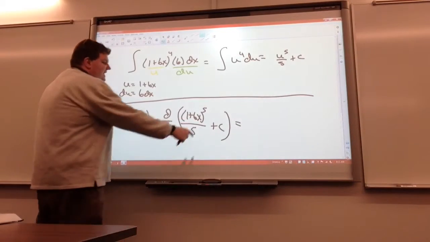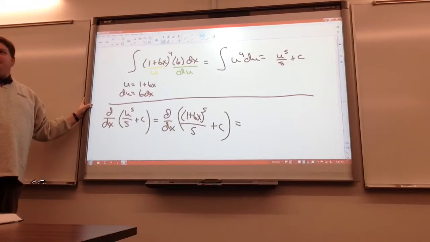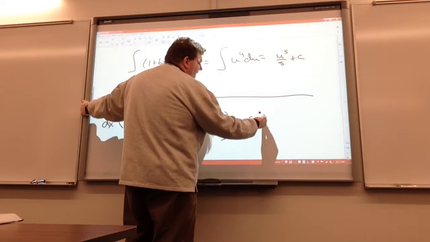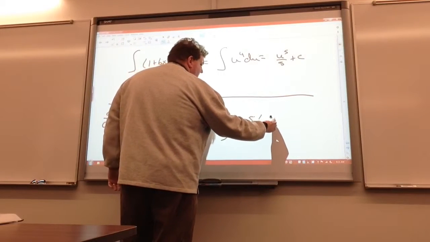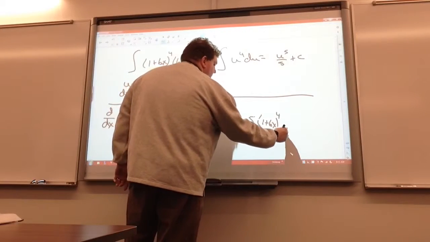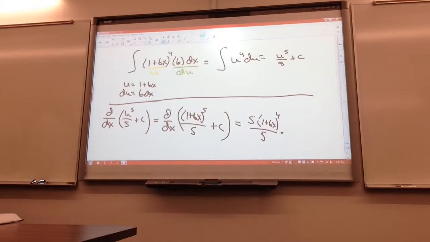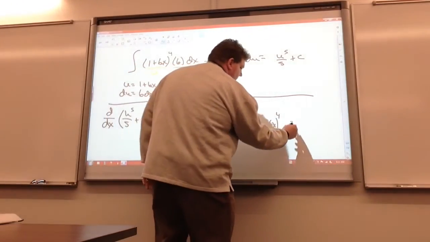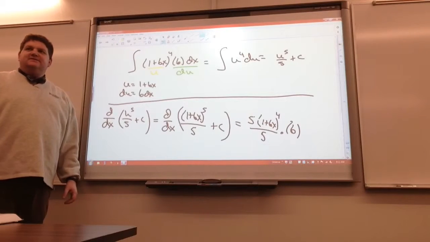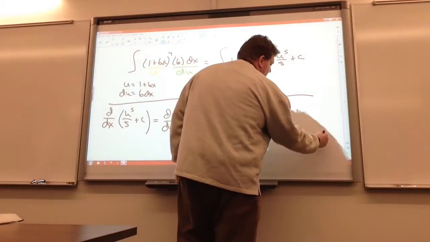The chain rule says, take the derivative of the outside first. So what's the derivative of something to the 5th? 5 something to the 4th, right? So this would become 5. The 1 plus 6x doesn't change. But then we multiply by the derivative of the inside, right? What's the derivative of 1 plus 6x? 6. And finally, plus, what's the derivative of c? 0. Again, it's a constant. Derivatives of constants are zeros. So we have plus 0 there.